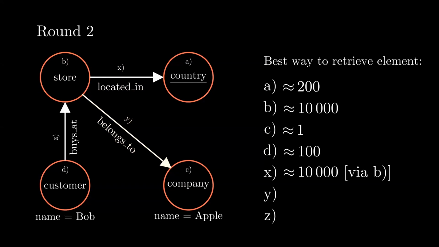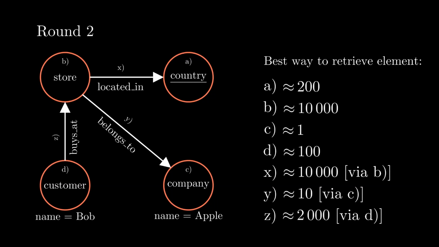And we can now query our statistics backend to get an estimation of how many stores each company has. If we say each company has on average 10 stores, then we can estimate that going this way, by the vertex C, we only have 10 matching edges for the edge belongs to. And for the last edge, we can maybe estimate that every customer buys at, say, 20 stores. So if we have 100 customers, each one buys at 20 stores, we're going to have 2,000 buys at edges.